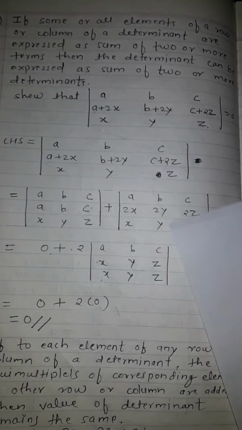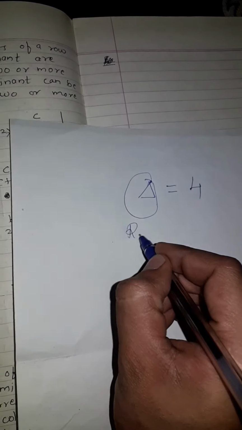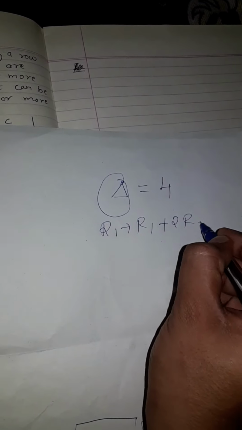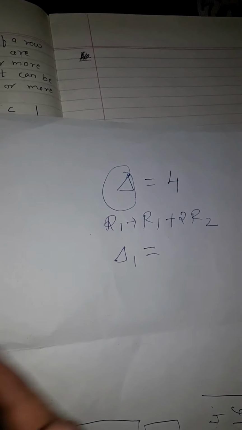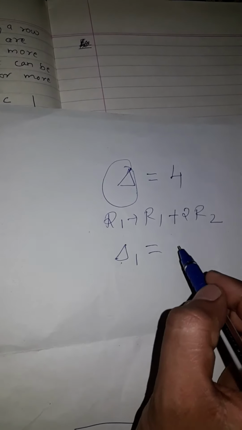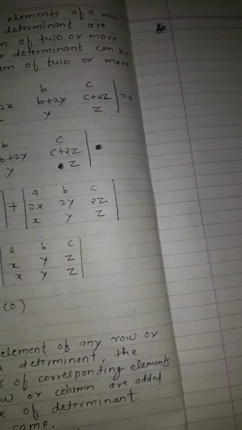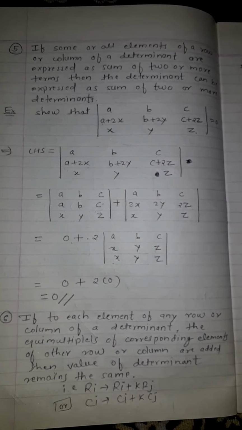What does it mean? Suppose you have one determinant, its answer is 4. Now to this determinant, if you apply the operation, suppose R1 changes to R1 plus 2 into R2, then you will get another new determinant after applying this operation, that is delta 1. When you expand this determinant, again you will get the same answer, that is 4. That is what property 6 says. So these are the 6 properties.